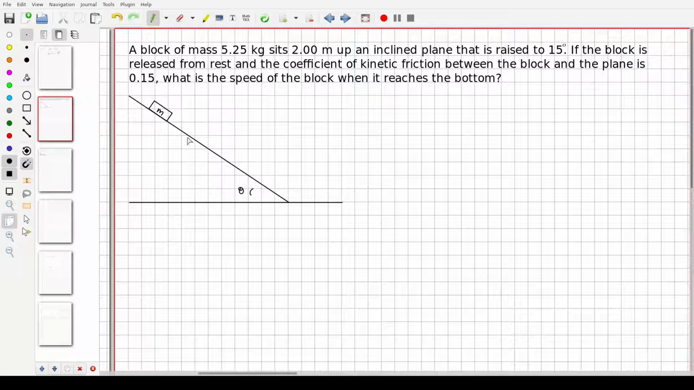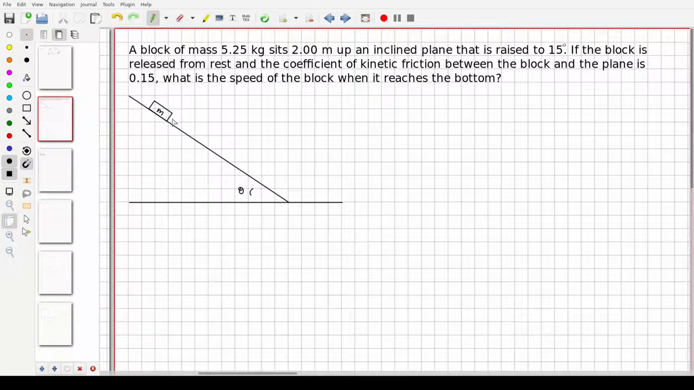Now, we have actually worked problems similar to this when we were doing kinematics, when we're looking at forces and stuff. And you can still work that problem this way. And in fact, it might be easier to work it using kinematics and not with energy.